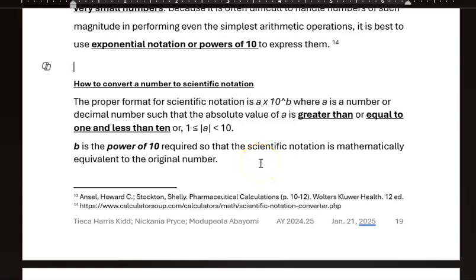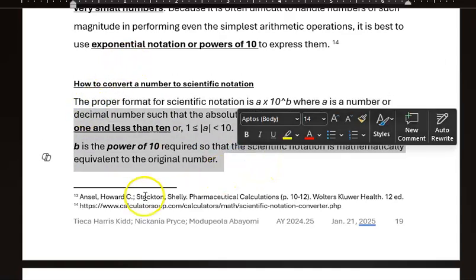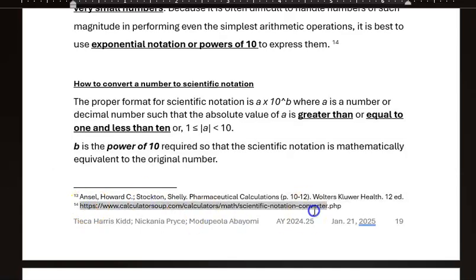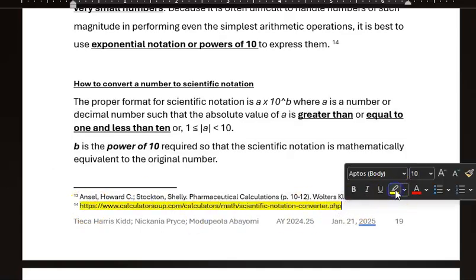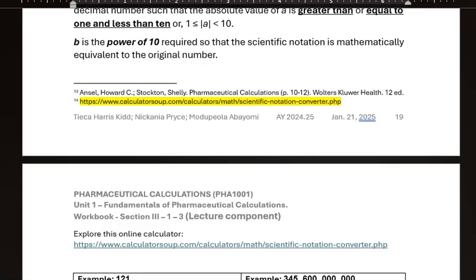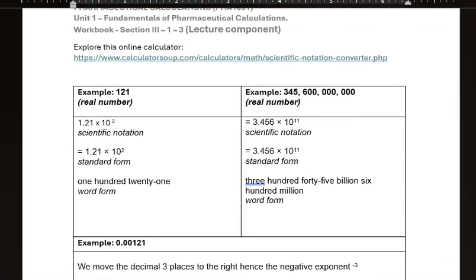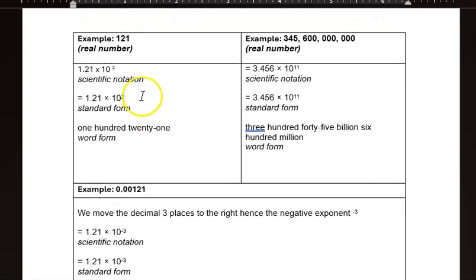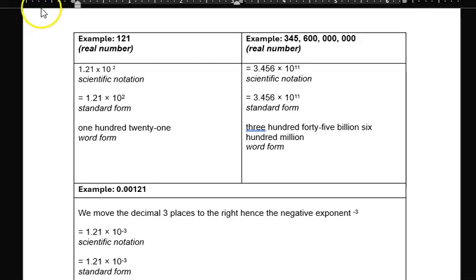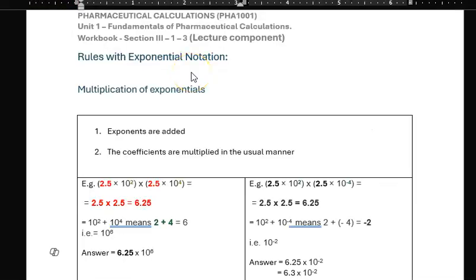How to convert? I just explained this part to you. It was taken from the website, and it's here in the footnote of the lecture notes, right down there where the calculator is that was used to design these lecture notes. So these are real examples taken from the website I just showed you previously, where 121 is a real number. In the scientific notation form or standard form, it's 1. We'd move the, let me see if I can get the pen. All right, so let's look at the rules for using exponents to make your life easier.